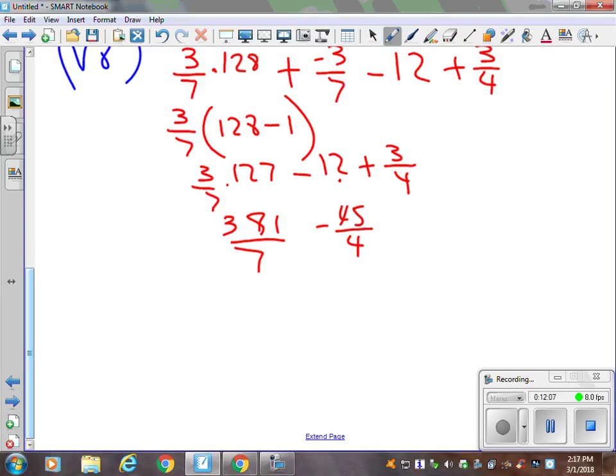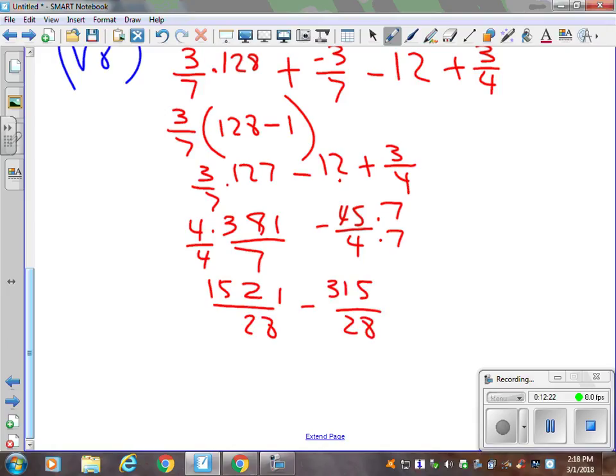So then I'd get a common denominator. I'd multiply this one by 4 and this one by 7. 1, 2, carry a 3, 15 over 28, minus 5, carry a 3, 31 over 28. And whatever that subtracts to give will be my answer, if I didn't make any math errors along the way.